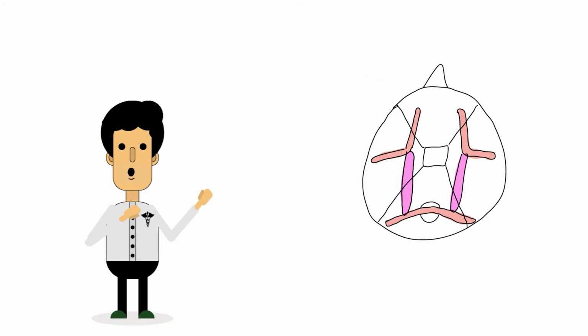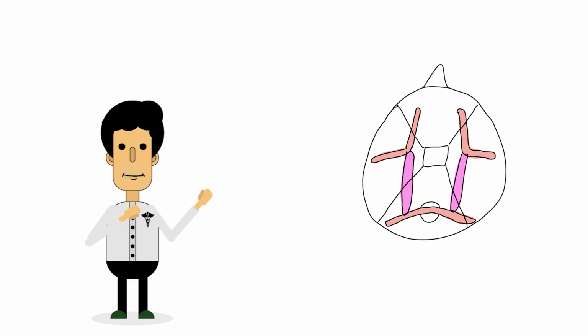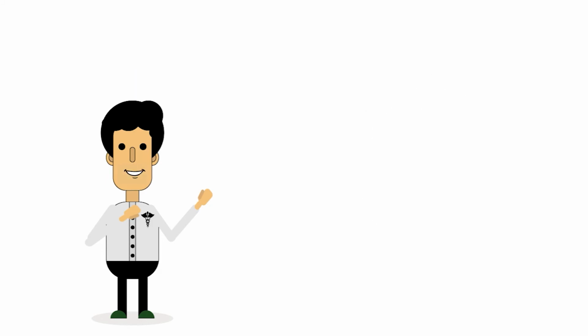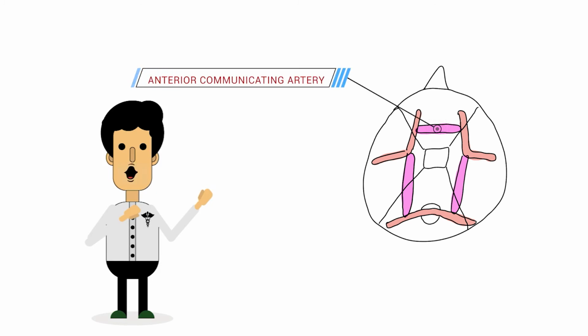The posterior communicating artery runs posteriorly above the oculomotor nerve, to join the posterior cerebral artery, thus forming part of the circle of Willis. The anterior communicating artery joins the two anterior cerebral arteries of the opposite sides, and it's superior to the optic nerve in the longitudinal fissure of the cerebrum.